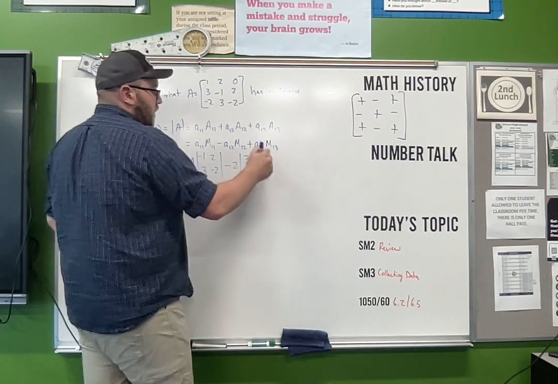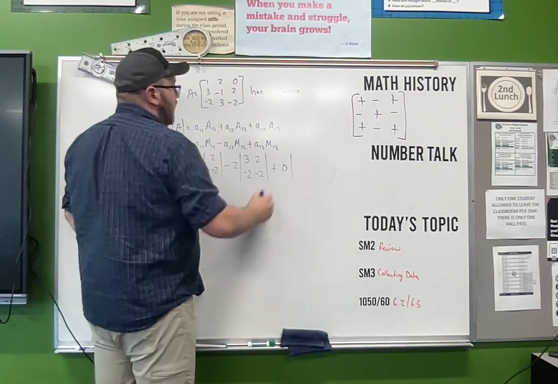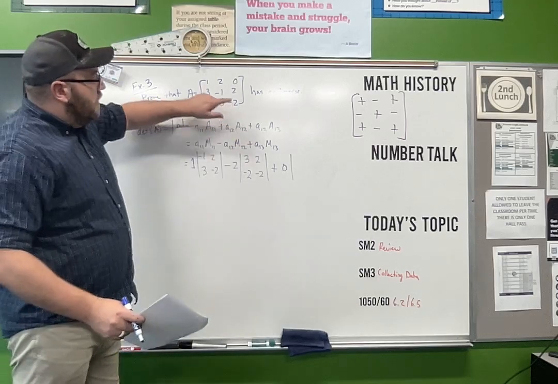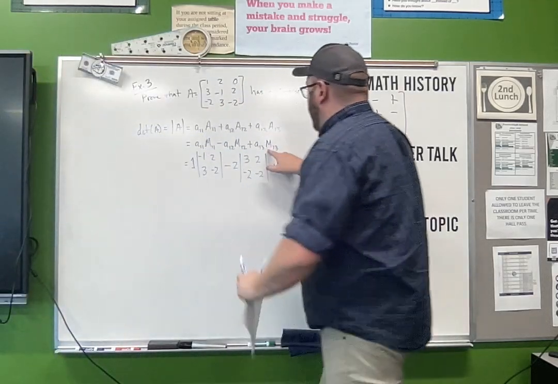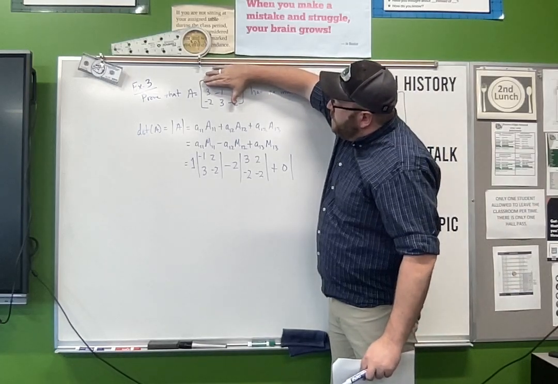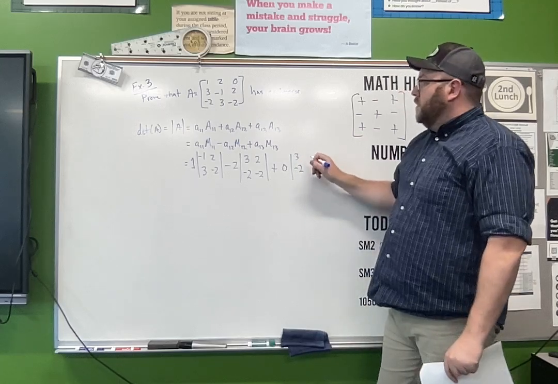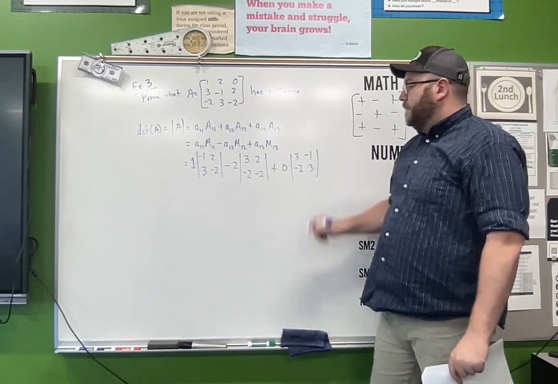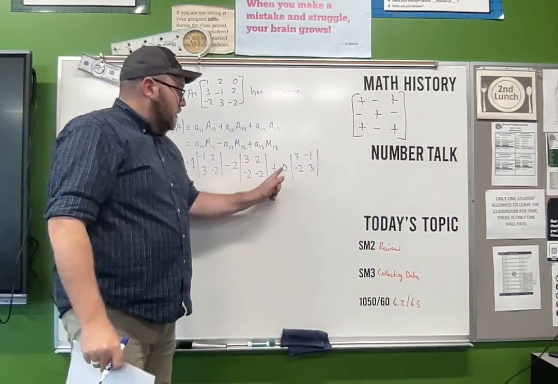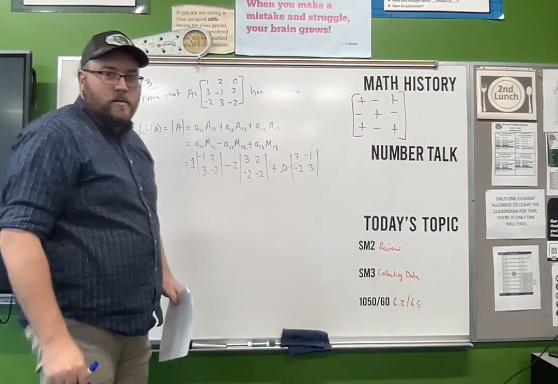And then plus third element, 0, times the determinant of the matrix when you eliminate the first row, right? Minor 1, 3, eliminate the first row, third column. So 3, negative 2, negative 1, 3. Okay, now let's find those determinants. Now, right off the bat, this is 0 times anything, right? Is 0, so this cancels. Don't even got to worry about it.